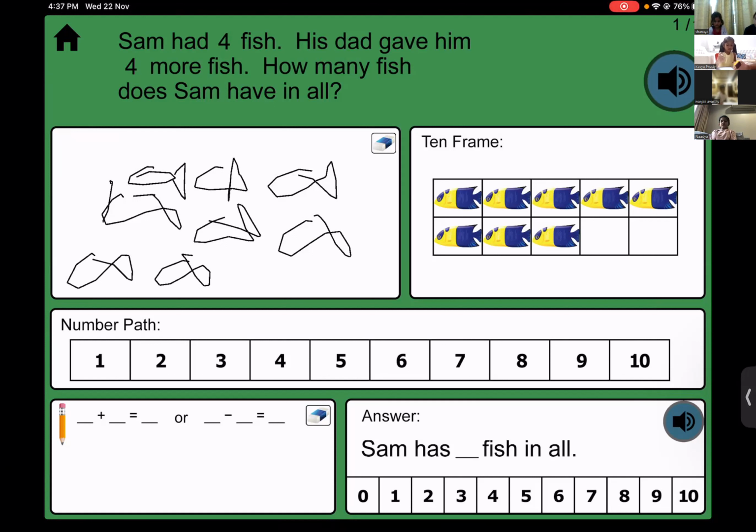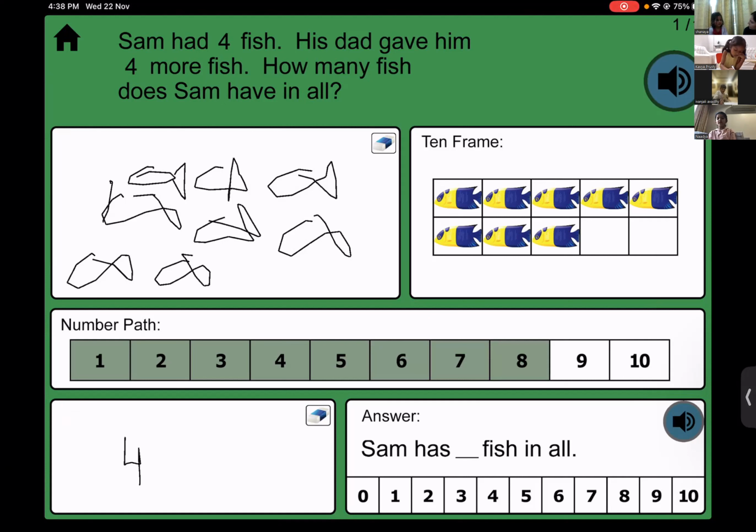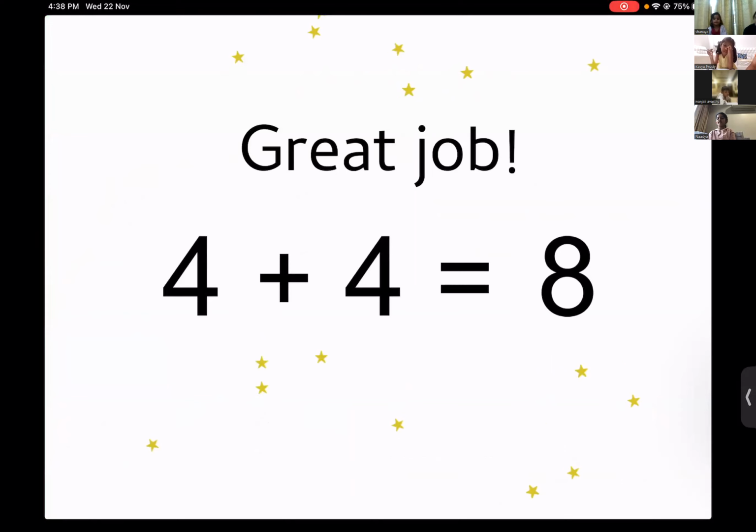Let's do the same on the number path. 1, 2, 3, 4. Now, since she has got more fish, she's going to go further, right? 1, 2, 3, 4. Correct? And what will be the equation, Nadia? Equation, what should I write? 4 plus 4 is equal to? 8. Perfect. Next is Kavya's turn.